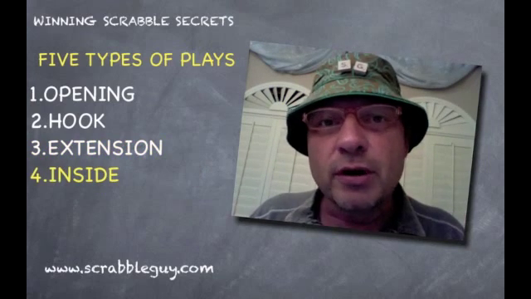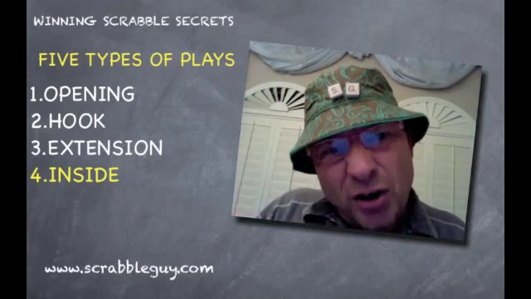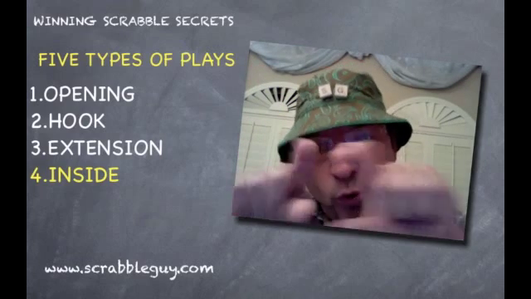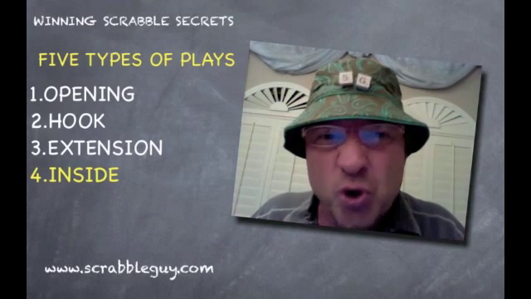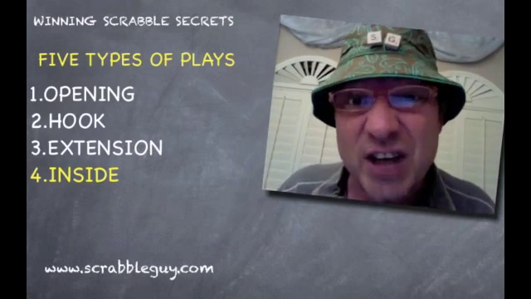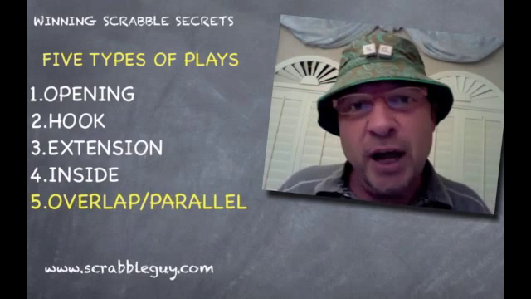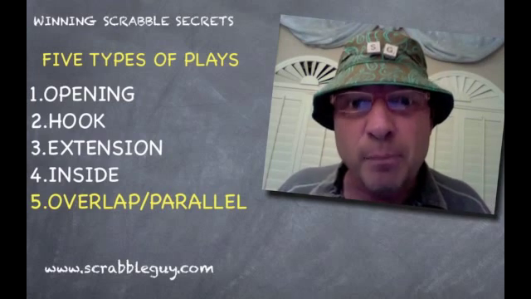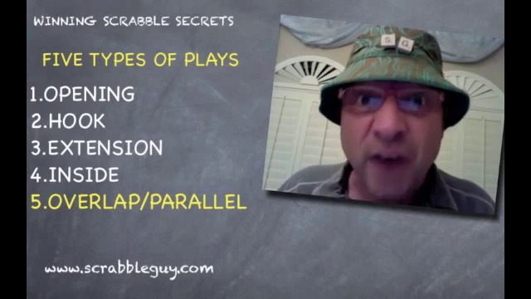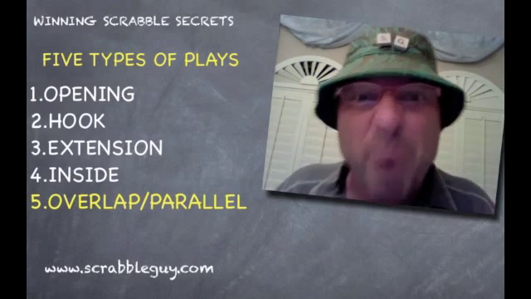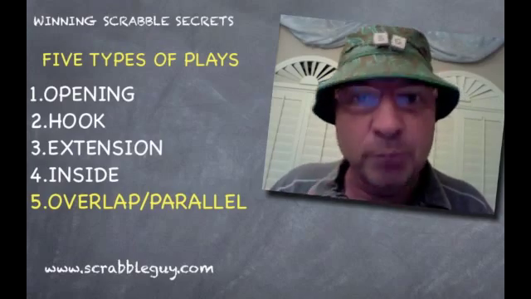Number 4 is the inside play. That's one of my favorites. That's where you have 2 columns or rows of words with a row that's empty in between, and you stuff other words in there and you create all sorts of new words. It's a beautiful thing. That's called the inside play. And last is the overlap or parallel play. And that's a play where you score tons and tons of points because it allows for bingos, and you can take the Elite 8, the premium tiles, put them on premium squares, play them both ways. It's a beautiful thing. So those are the 5 basic ways that you can make a play in Scrabble.